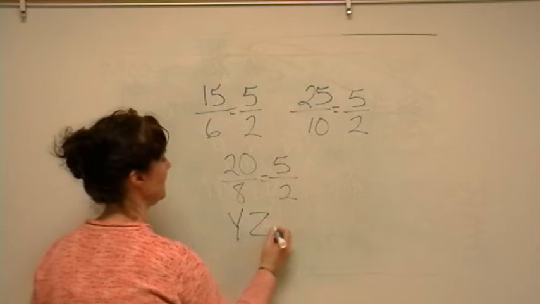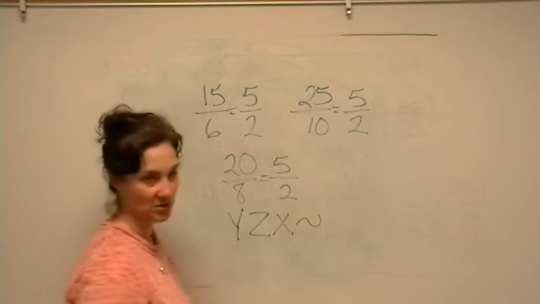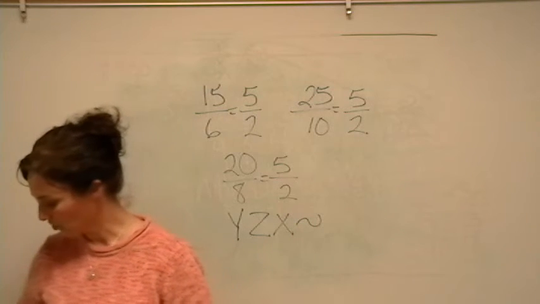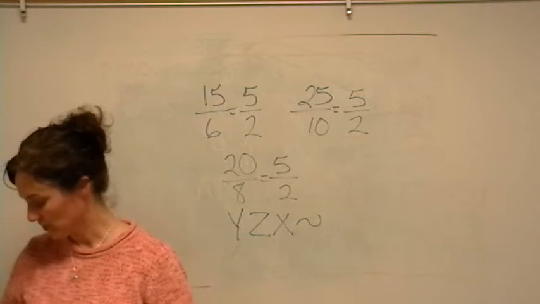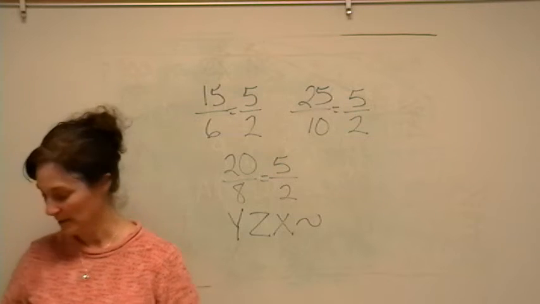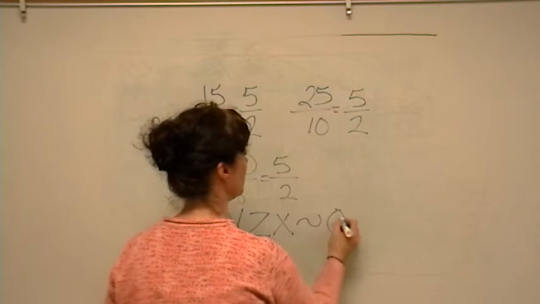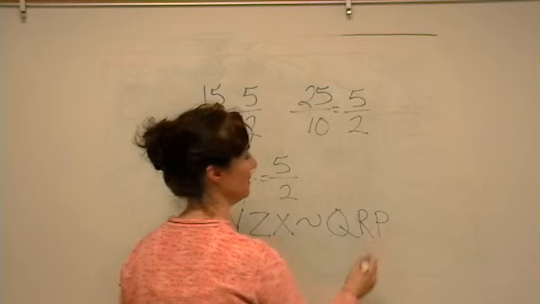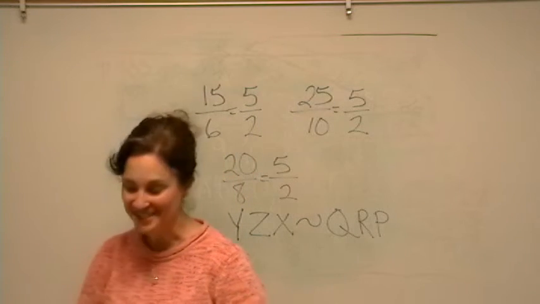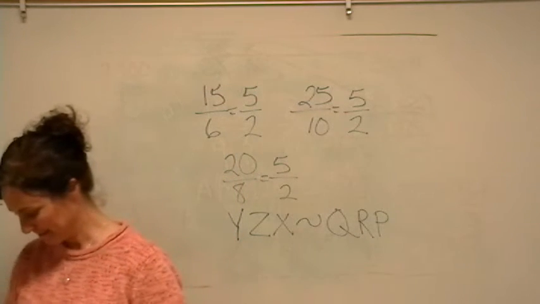Y, Z, X is similar to, same thing on the small triangle. We're going to start with the small side, working towards the medium side. Q, R, P. Q, R, P. And I want to say, any questions?